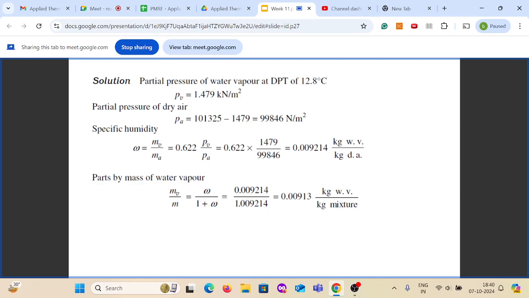We need parts by mass of water vapor in the total mixture. In this case, it is the mass of vapor divided by mass of the mixture. Mass of mixture is mass of vapor plus mass of air. So that will come out to be omega by 1 plus omega. This equals 0.00913 kg of water vapor per kg of mixture.